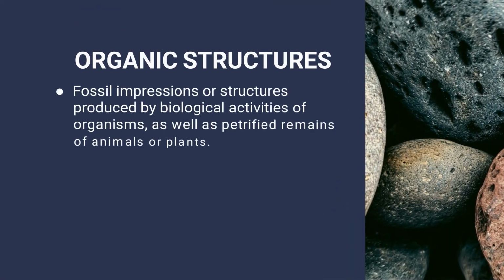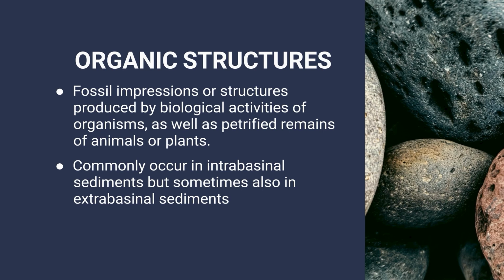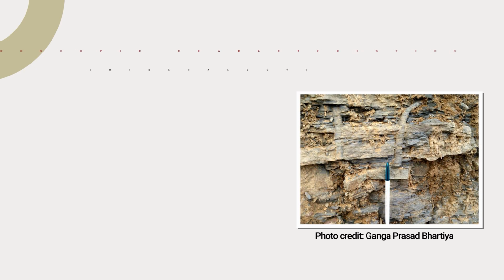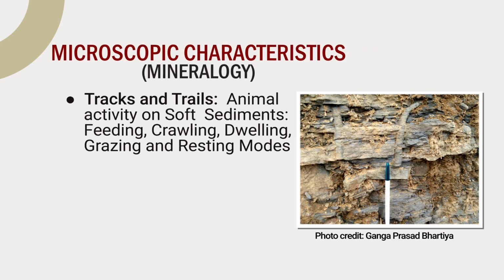Then we come to organic structures. There are fossil impressions or structures produced by biological activities of organisms, as well as petrified remains of animals or plants. They commonly occur in intra-basinal sediments but sometimes also in extra-basinal sediments. The most important ones are called ichnofossils. They are also called trace fossils because they are not true fossils but features formed by organisms. So they produce tracks and trails.